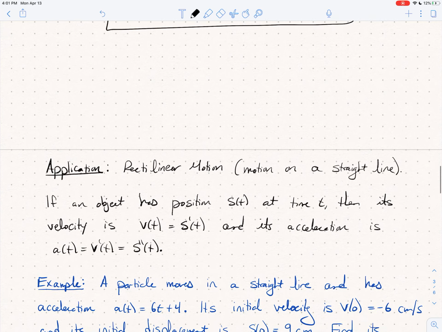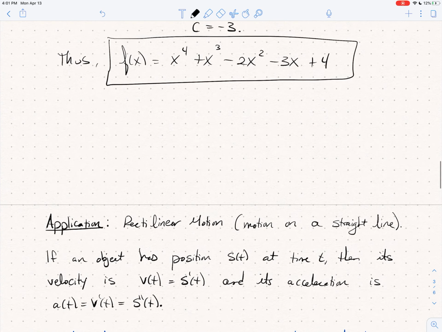So where we're going to go with this is we're going to look at what's called rectilinear motion. This is motion on a straight line. So maybe you've got this here. Let's draw a line. We'll do a vertical and a horizontal. Maybe you've got like a car, and you're on a straightaway. And so you're going to start here, and you're going to go there. That's motion on a straight line.